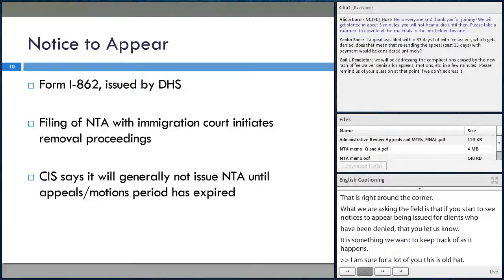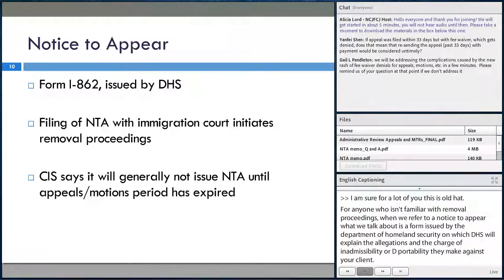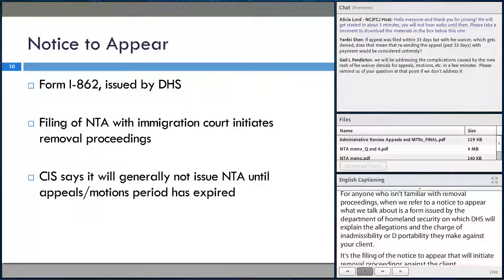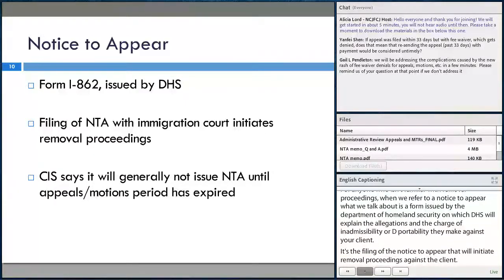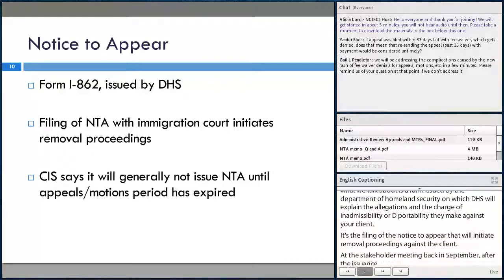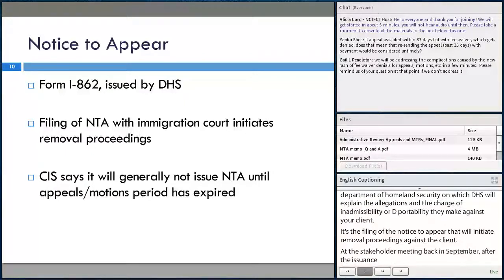And it's the filing of the notice to appear with the immigration court that will initiate removal proceedings against your client. And at the stakeholder meeting back in September, after the issuance of the NTA memo, USCIS said that it's generally not going to issue these NTAs until the appeals or motions period has expired. But this is just a little background on that.